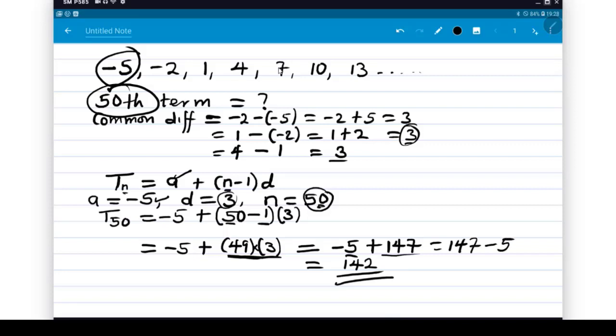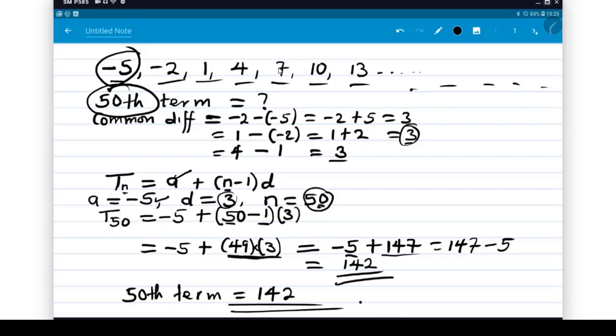Same thing. So it means our 50th term is 142. That is how we can find any member of the sequence. If we keep writing this sequence, first term, second term, third, fourth, fifth, sixth, seventh, till we get to the 50th, we get 142 as our 50th term. So that is how we find the member of any sequence. Once you know the common difference, you can apply the formula and get any member of that sequence.